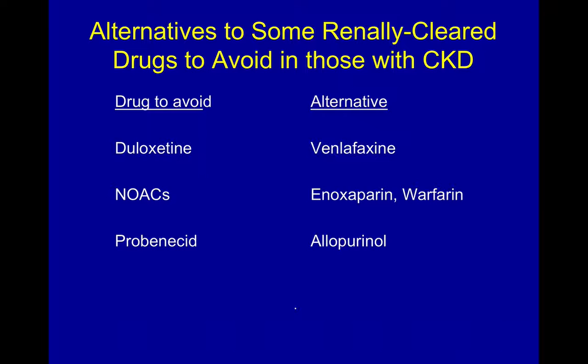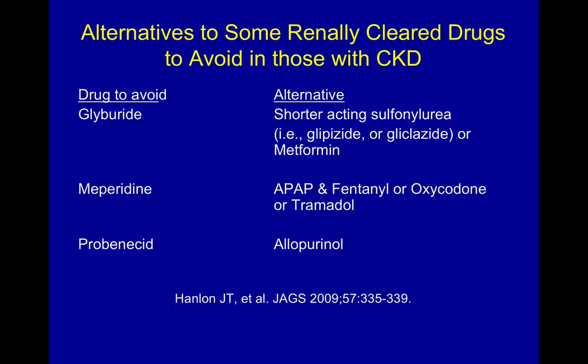Probenecid, which is rarely ever used, but a better alternative would be allopurinol. Alternative to some other renally cleared drugs, glyburide: a better choice for elderly patients who need a sulfonylurea is glipizide or metformin. Meperidine, which should never really be used, injectable or orally. Options are Tylenol, fentanyl, oxycodone, or tramadol.